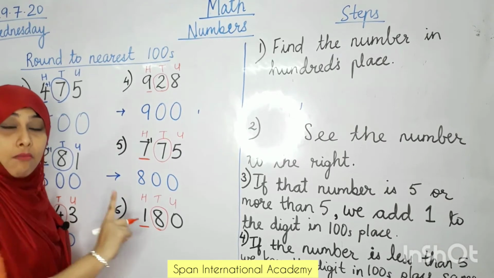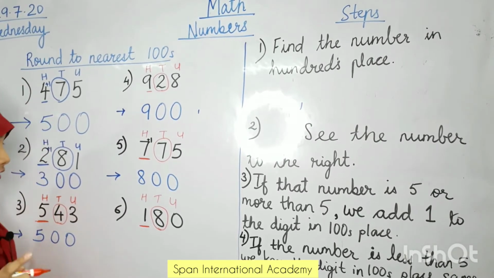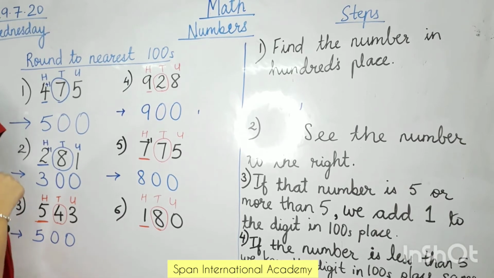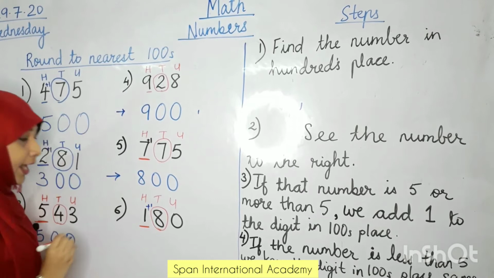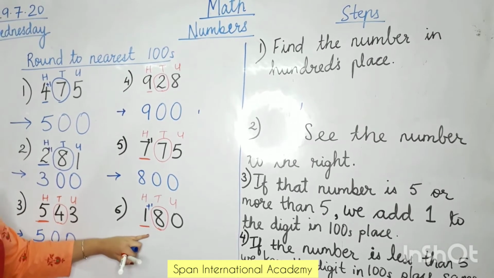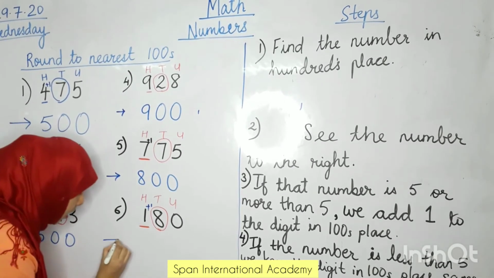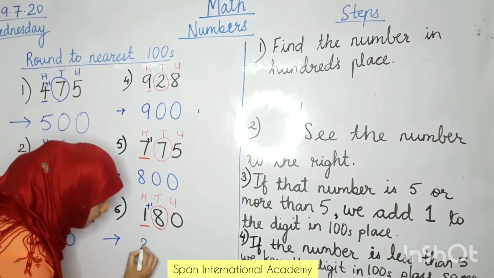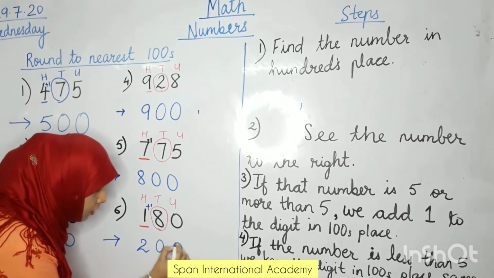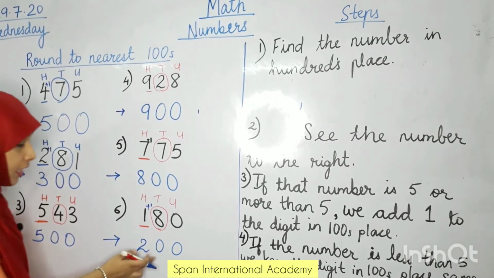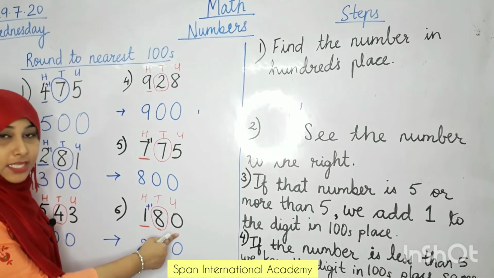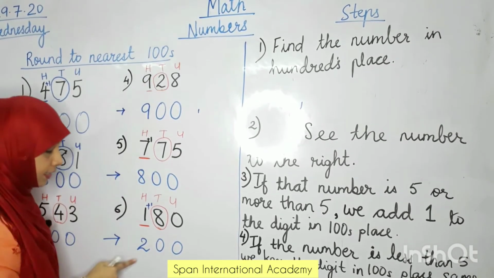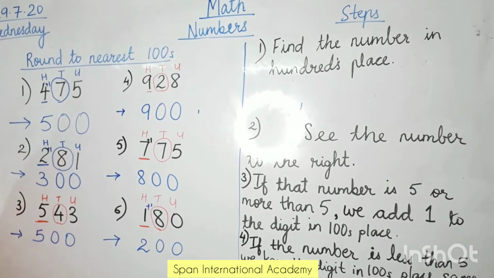So 8 is more than 5. So what do we do? I add 1 to the number in the hundreds place. So my answer is going to be 1 plus 1 gives me 2, and all the other places become 0. So when we round 180 to the nearest hundreds, we get the answer as 200.